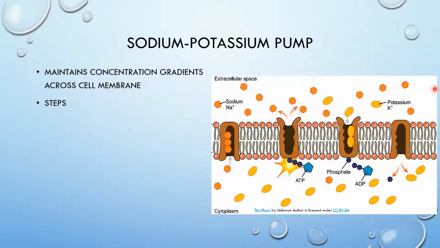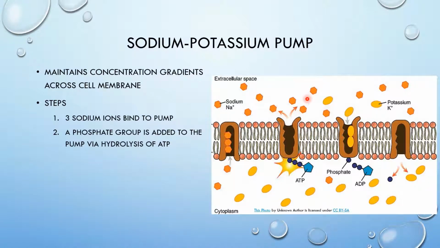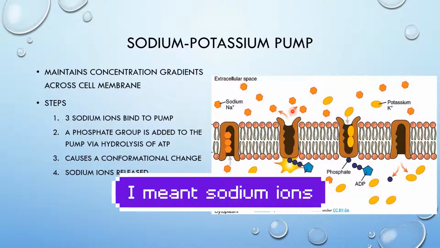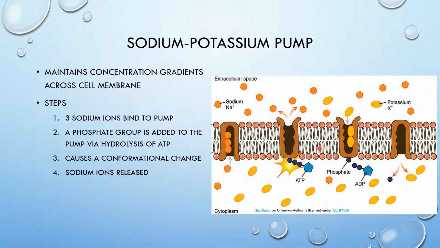So this is how the sodium-potassium pump works. First, 3 sodium ions bind to a pump like this. Next, a phosphate group is added to the pump through the hydrolysis of ATP. It's okay if you guys don't know what hydrolysis is. Just think that ATP attaches to this protein and then it leaves one phosphate group behind. This causes a conformational change, or the change of shape, which releases the sodium ions that were previously inside the sodium-potassium pump.